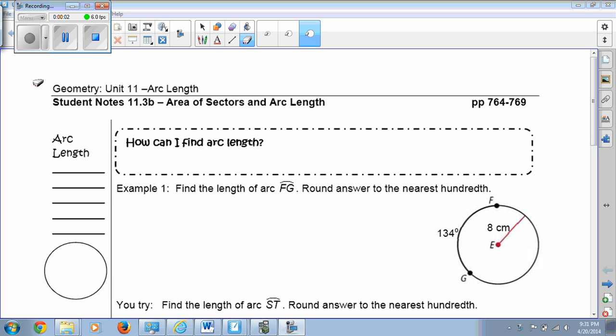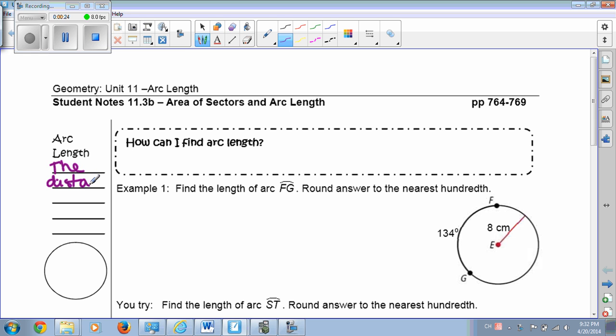Okay, this is student notes 11.3b, area of sectors and arc length. Yesterday we did 11.3, which was just area of sectors, and today is 11.3b, so we're just focusing on arc length. Arc length is the first thing we're going to talk about, the definition, which is the distance, because a length is a distance, so the distance along an arc.